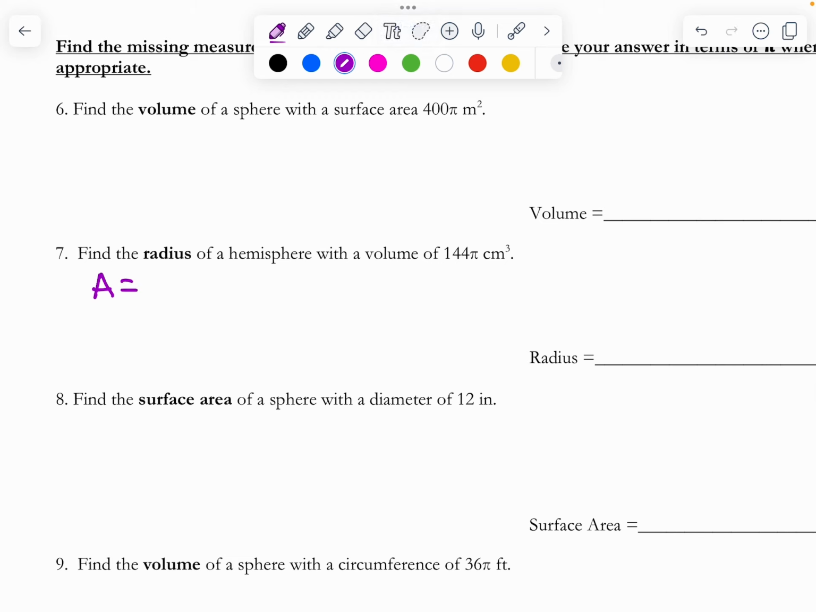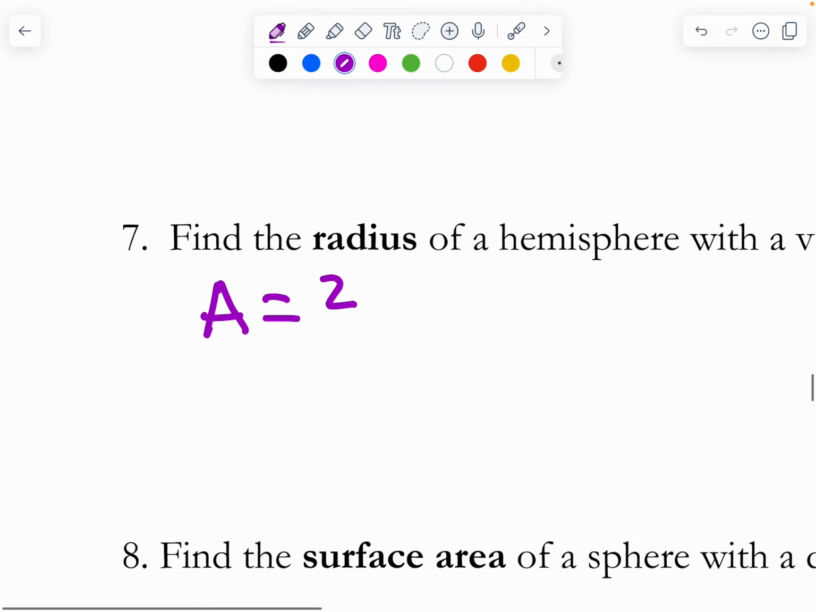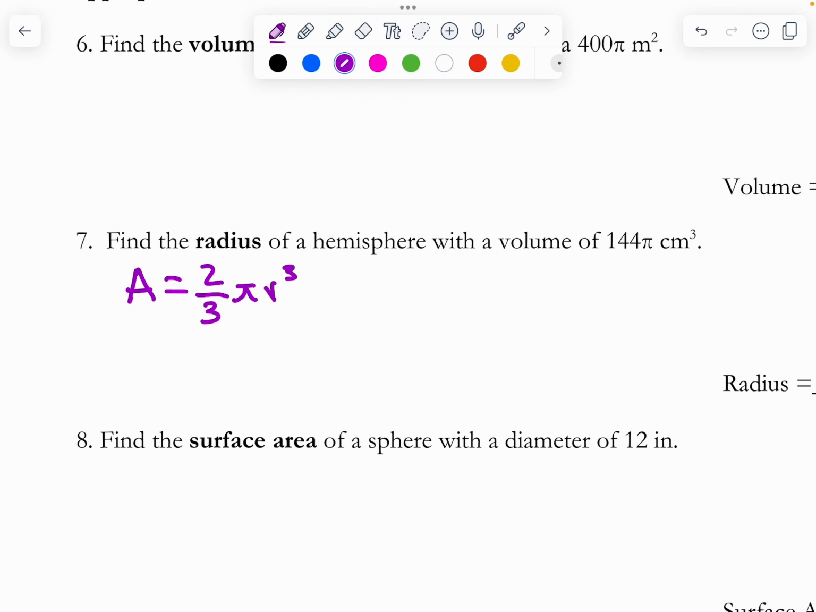Volume is equal to 2 over 3. And now this actually, you can do two different ways. Some students like this, other students really hate dealing with fractions.